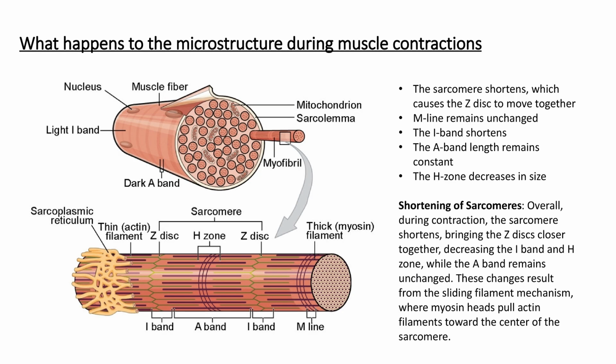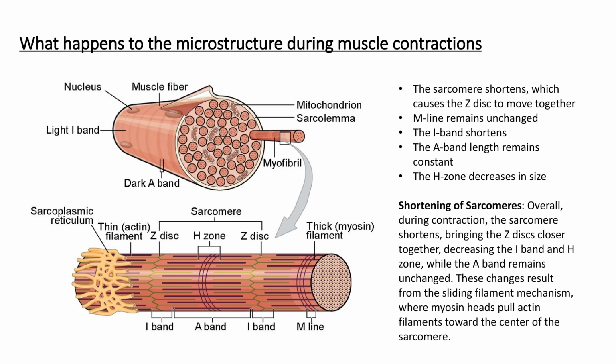Okay, so now we are going to look at what happens to the microstructure during muscle contraction. The sarcomere shortens, which causes this Z disc right over here to move together, as in to contract, and the M line remains unchanged, while the I band here shortens and the A band length remains constant. The H zone over here decreases in size.